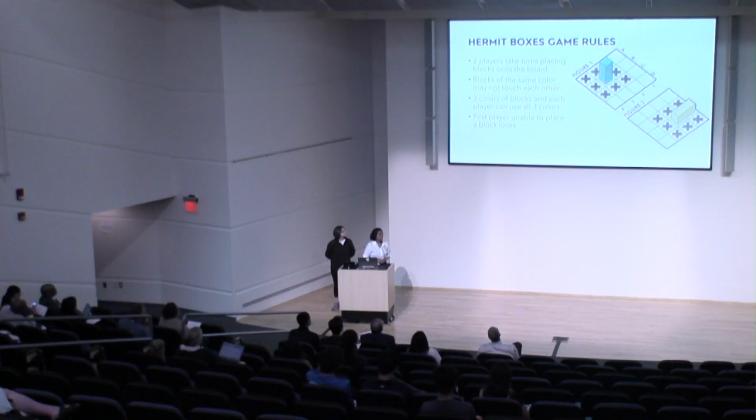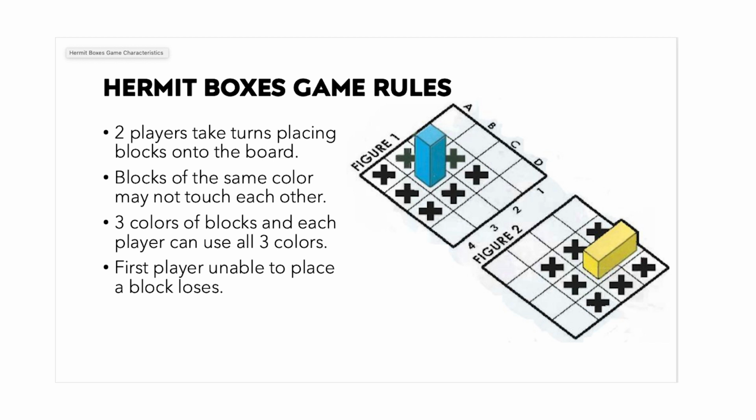Moving on. We're going to be talking about Hermit Box game rules. Here, only 2 players can move on the board with 3 colors. Boxes of the same color cannot be kept together. So on the crosses that you can see on the screen, in figure 1, a blue box cannot be kept around these boxes. The first player unable to make a move loses the game.